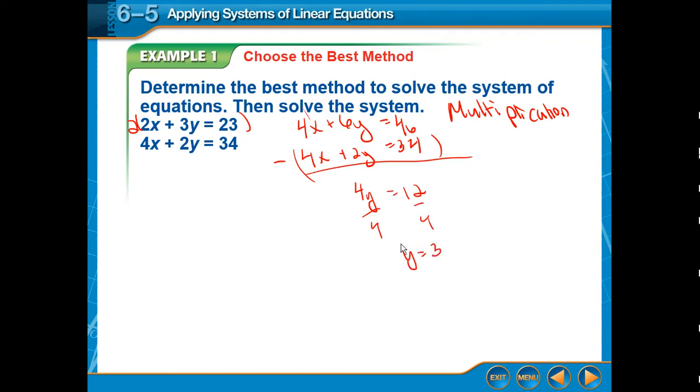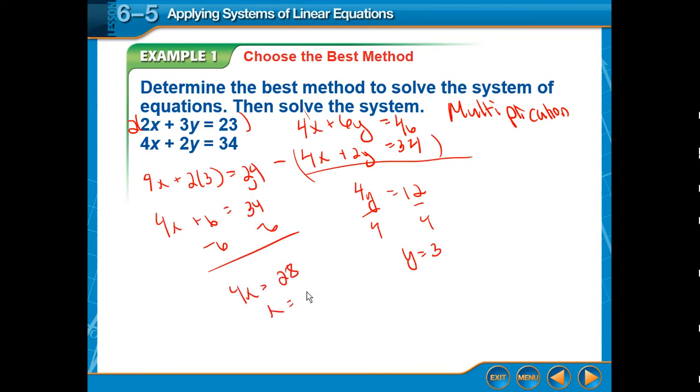Once you have one variable, you still need to find the second one. You're going to plug it into one of your equations. So I'm going to put it into this second one. Doesn't matter which one. So from here I get 4x plus 6 equals 34. Minus 6 from both sides, I get 4x equals 28. So then x equals 7. So that means my solution is 7, 3, x, y.